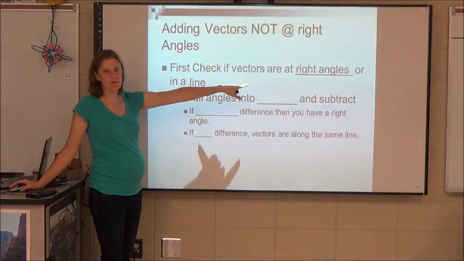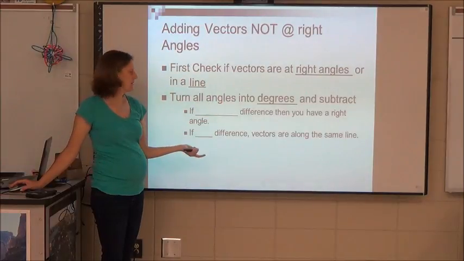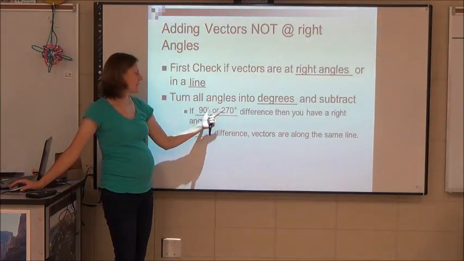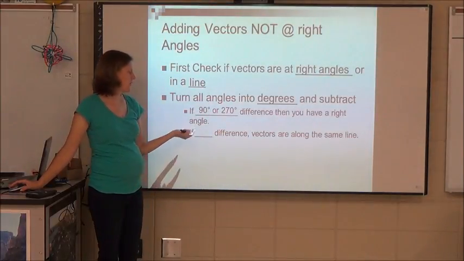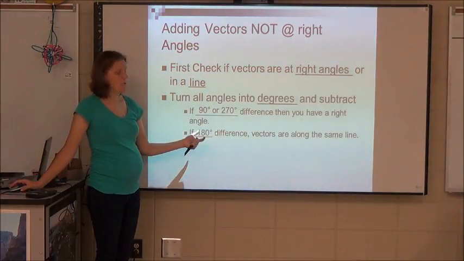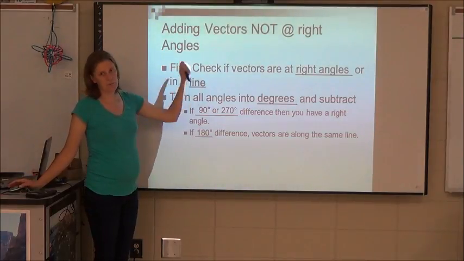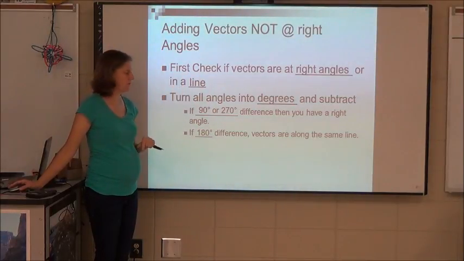How do you know if angles are right angles? Well, just subtract the angles you're given. You know, if they're 90 or 270 degrees different, then you have a right angle. If it's 180 degrees different or 0 degrees different, then they're in the same line. And it would be like the problem we just did, where it's just back and forth, real easy math.